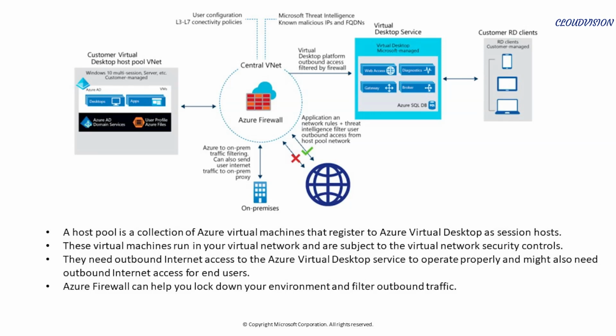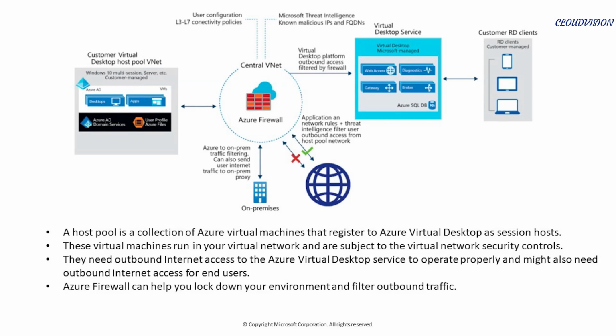So with the UDR, you can define the source, the destination, and the next hop. So from the source through the next hop to the destination. So A, B, and C. Here A is the source. B is the next hop. And in the next hop, you have the network virtual appliance. And Azure Firewall can also be considered as one of the NVAs. And the destination can be one of your subnets.